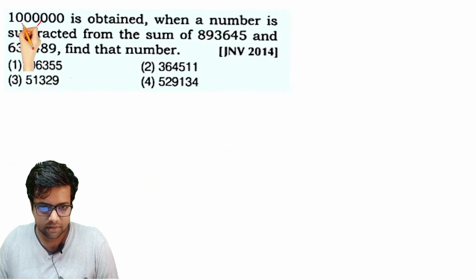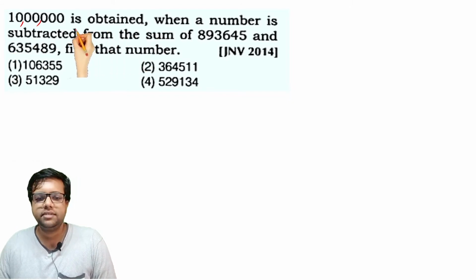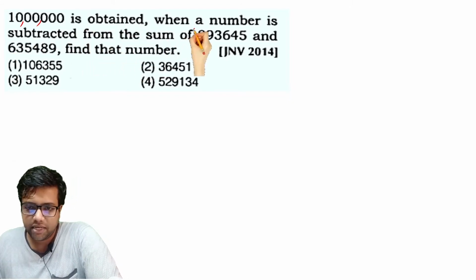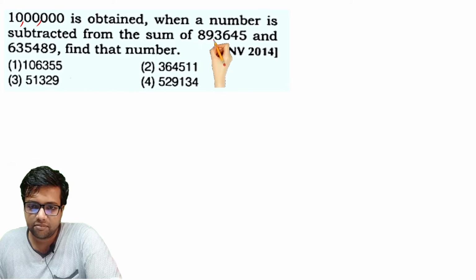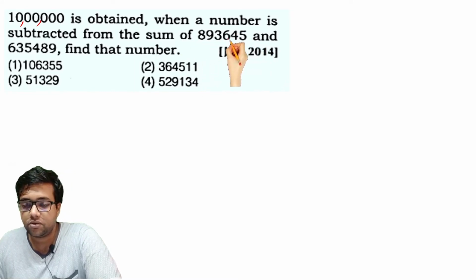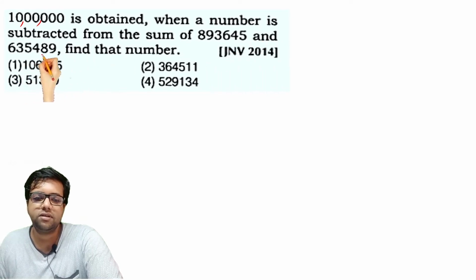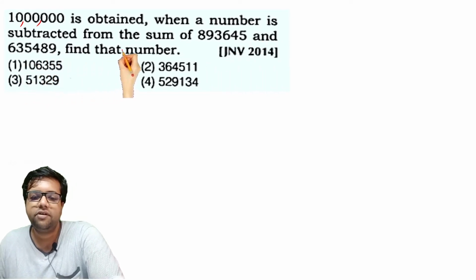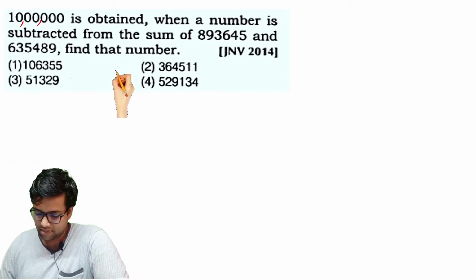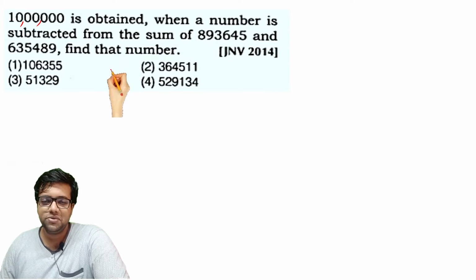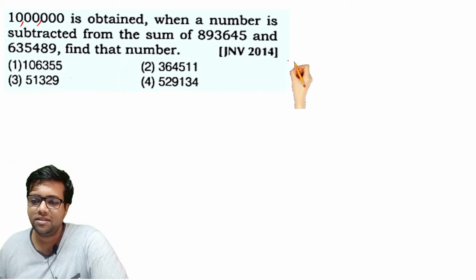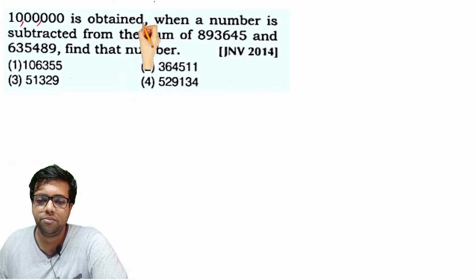What is this number? I think this is 10 lakh. 10 lakh number is obtained when a number is subtracted from the sum of 8,93,645 and 6,35,489. Find that number. See, this question is completely given to you to confuse you, to delay you, to eat up your time. Now you just have to break up the question.